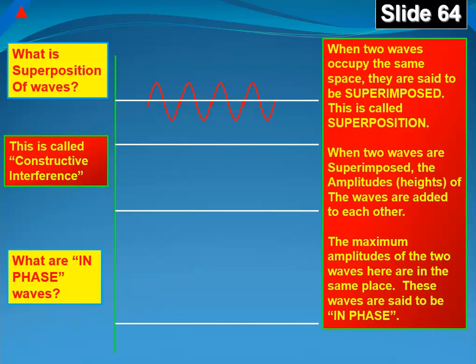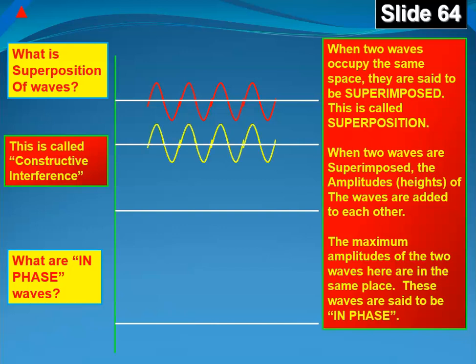Think about your fist. If you make two fists out of your hand, those two fists can't occupy the same point in space at the same time. Your right fist can't occupy the space that your left fist is occupying, and vice versa. But waves, because they don't have any matter or any mass, two waves can occupy the same place in space at the same time. So when two waves are superimposed, the amplitudes, the heights of the waves are added.